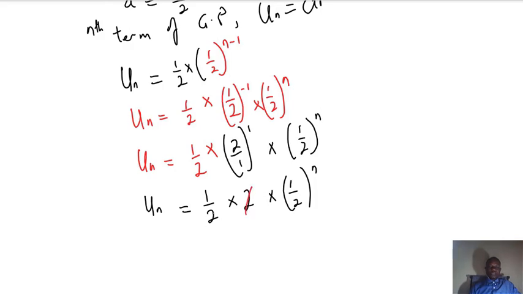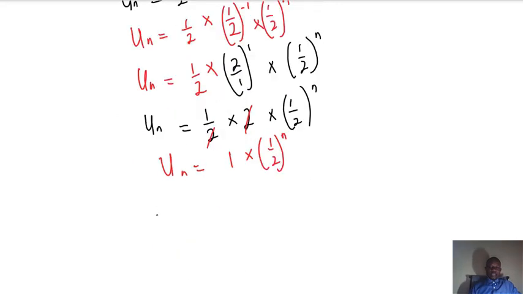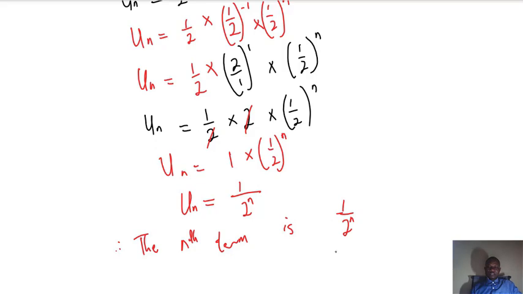With this one, the 2 here will cancel the 2 here. So you have Un equal to 1 times 1 over 2 exponent n. So we have Un equal to 1 over 2 exponent n. Therefore, the nth term is 1 over 2 exponent n. So this will be the nth term of the sequence. Bye students, that is how you go through to find the nth term.